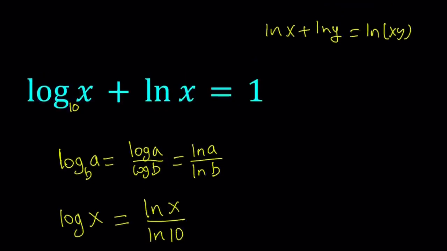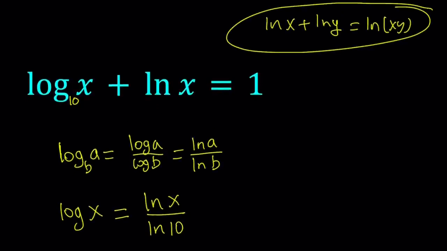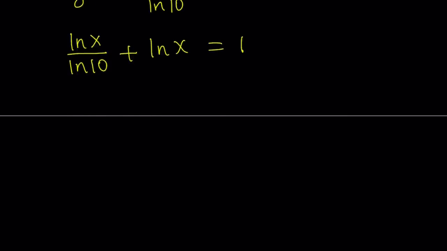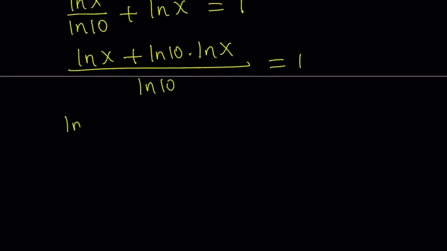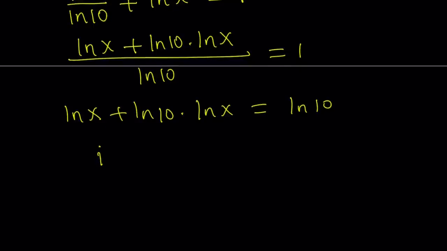And again, this is not like the property where we condense logs, but more like, hey, I got the ln x twice, so I can factor it out. But let's go ahead and make a common denominator first. So I can multiply ln x by ln 10, so kind of like ln 10 times ln x. That is divided by ln 10 equals 1. I can cross multiply, but I don't want to do two steps at once, so let me take my time here. And now we're going to factor out ln x. We factor out ln x. We get ln x times 1 plus ln 10 equals ln 10.